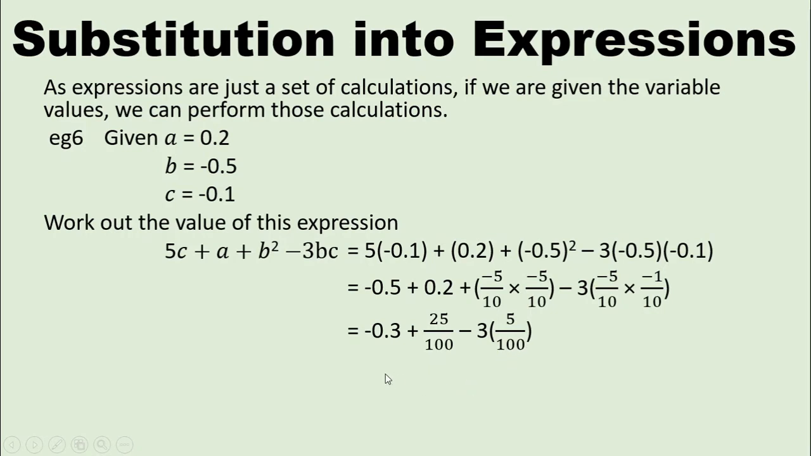Working this through again a little bit more, we can convert 25 over 100 into a decimal just by calling it by its place value name. That's 25 hundredths. So this will be negative 0.3 plus 25 hundredths. This is 5 hundredths times negative 3, and negative times a positive is negative, and 3 times 5 is 15, so that's 15 hundredths. I hope you managed to follow through with that mentally.